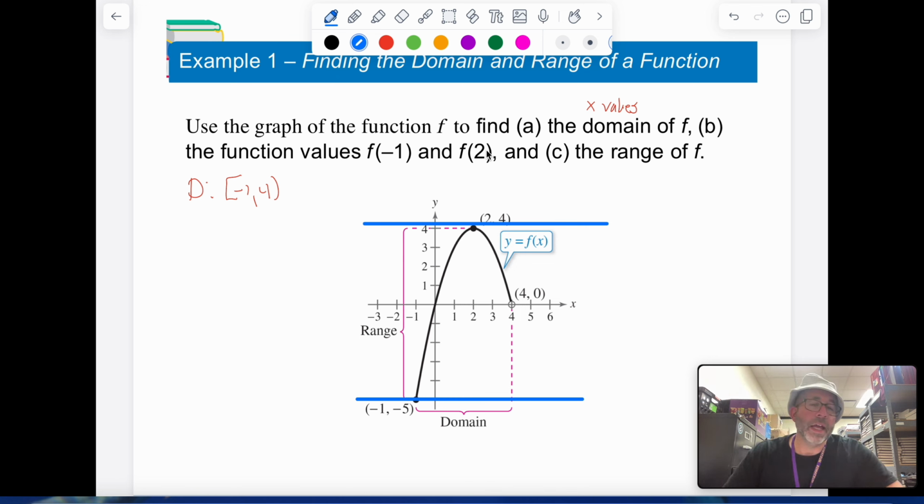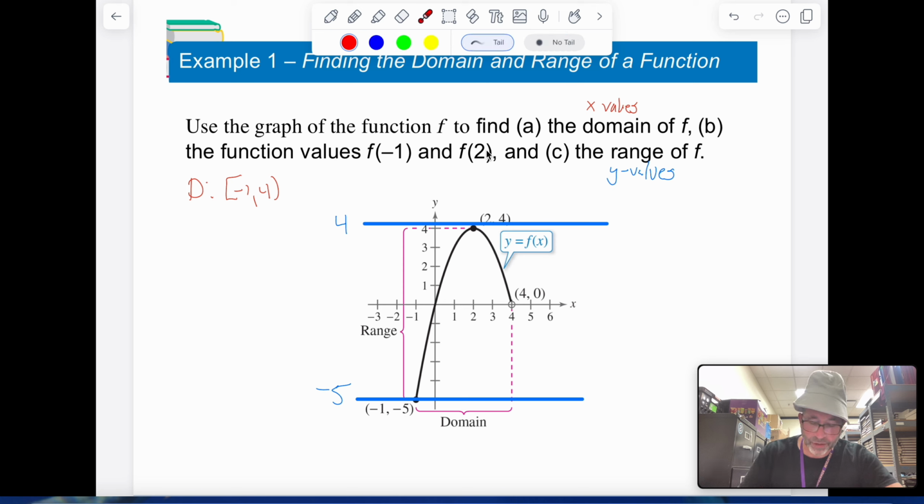What we're talking about here are the y values. We're not looking at the x, we're only looking at the y values when we're talking about the range. So for the range, we're talking about the y values. The y value right here is up at 4, and the y value right here is at -5. Again, we're only looking at those y values, right there and right there.